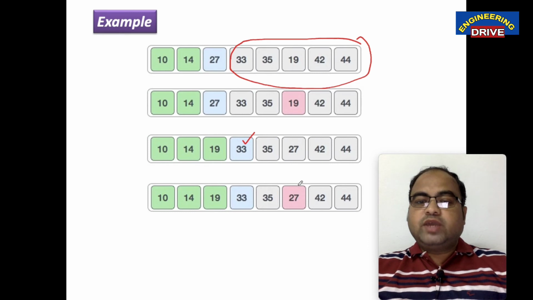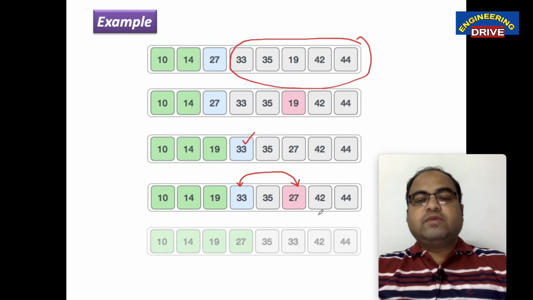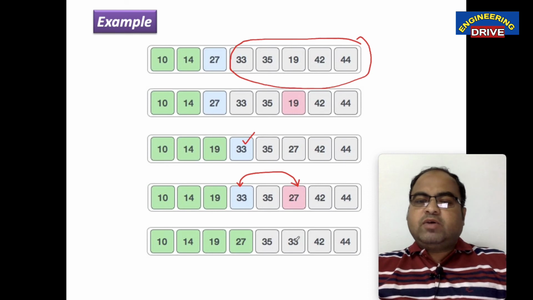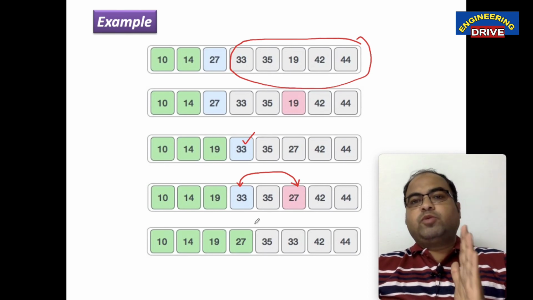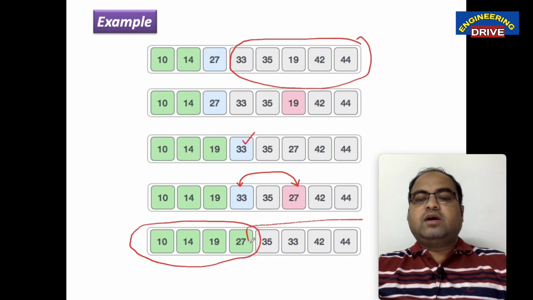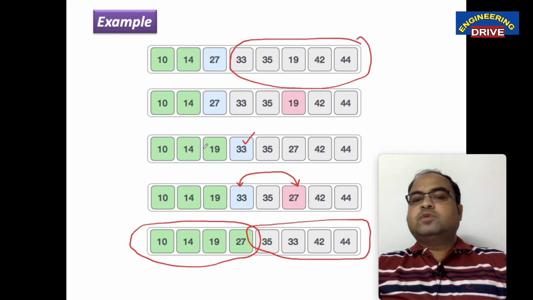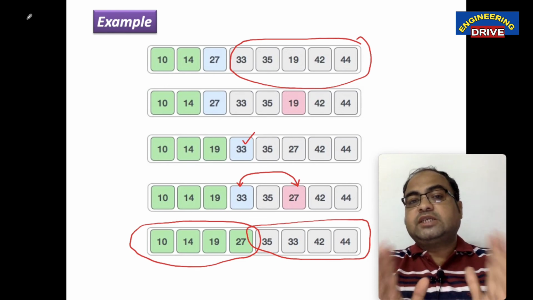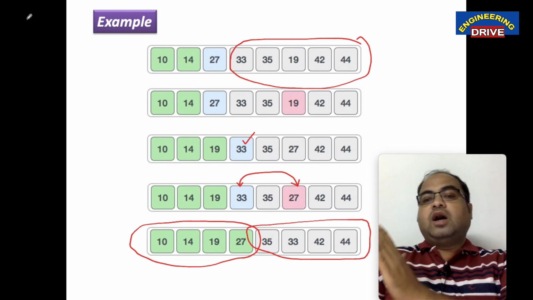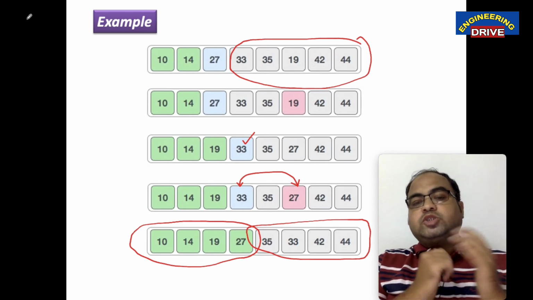So what do we need to do next? We need to swap these two numbers. So what will we get? 27 and 33. Is it clear? Now again we can see equal proportion. This is our sorted array and this is our unsorted array. Still our selection sort algorithm has not completed. We need to continue the steps until all the elements shift into the sorted array position.